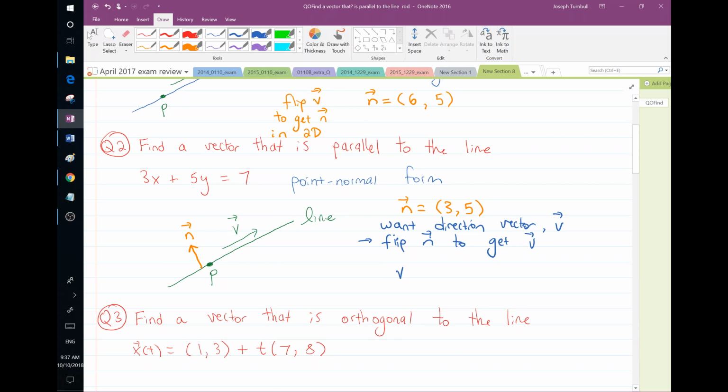So our direction vector v, that is going to be parallel to the line. We switch the 5 and the 3, and then you decide if you want to multiply the first component by -1 or the second component by -1. I'll multiply the second this time. It's up to you. You can multiply the first, (-5, 3) is also a valid solution. That's our answer. That is parallel to the line.